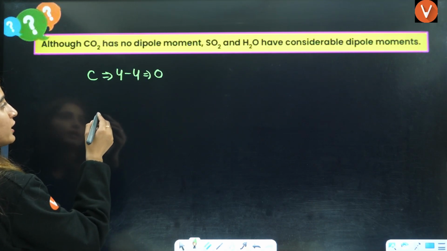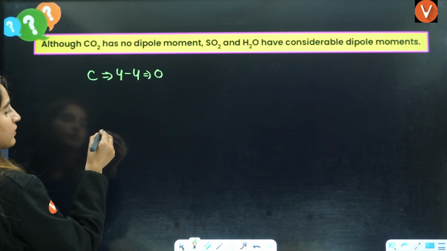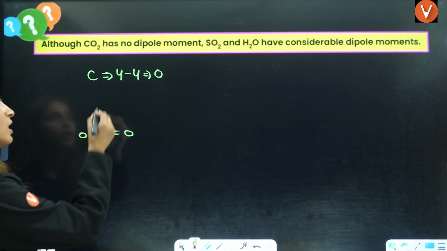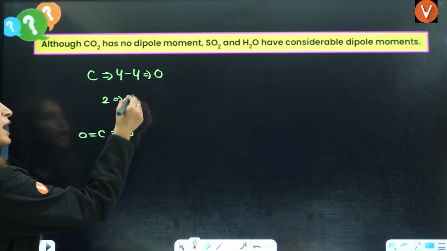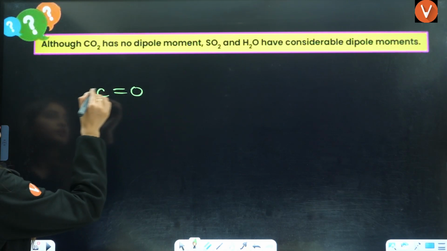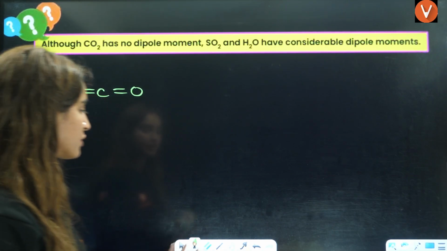That is why total it will be, what is the hybridization? 1 sigma, 2 sigma, 2, that means sp hybridization, that means linear. That is why this is the shape. That is a linear shape.